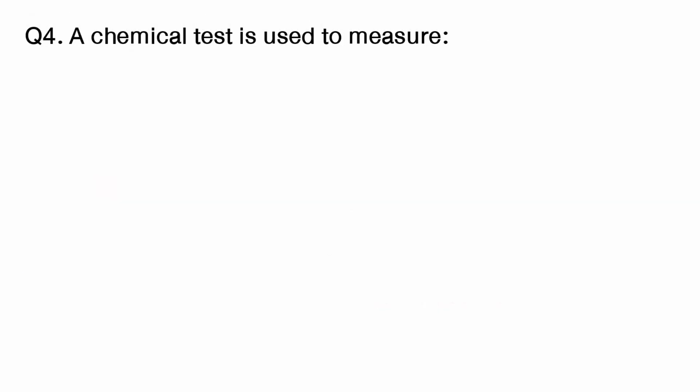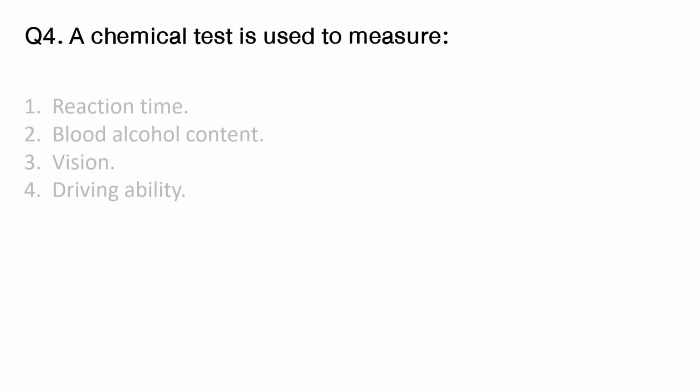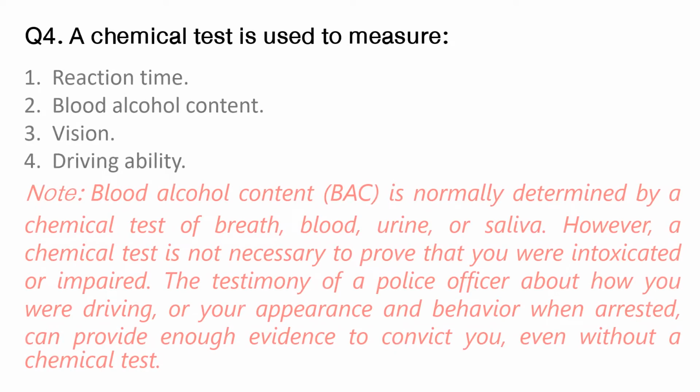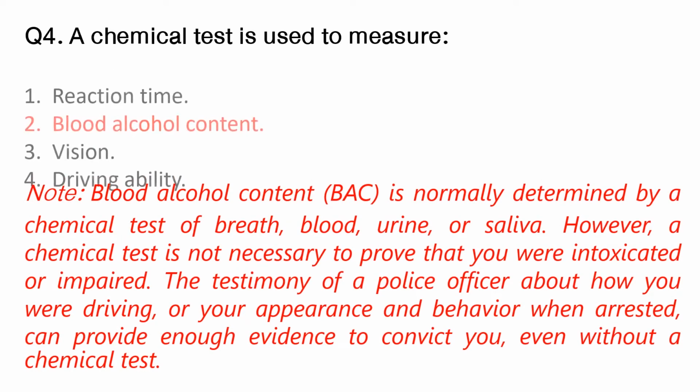Question. A chemical test is used to measure. Option number 1. Reaction time. Option number 2. Blood alcohol content. Option number 3. Vision. Option number 4. Driving ability. The answer is option number 2.